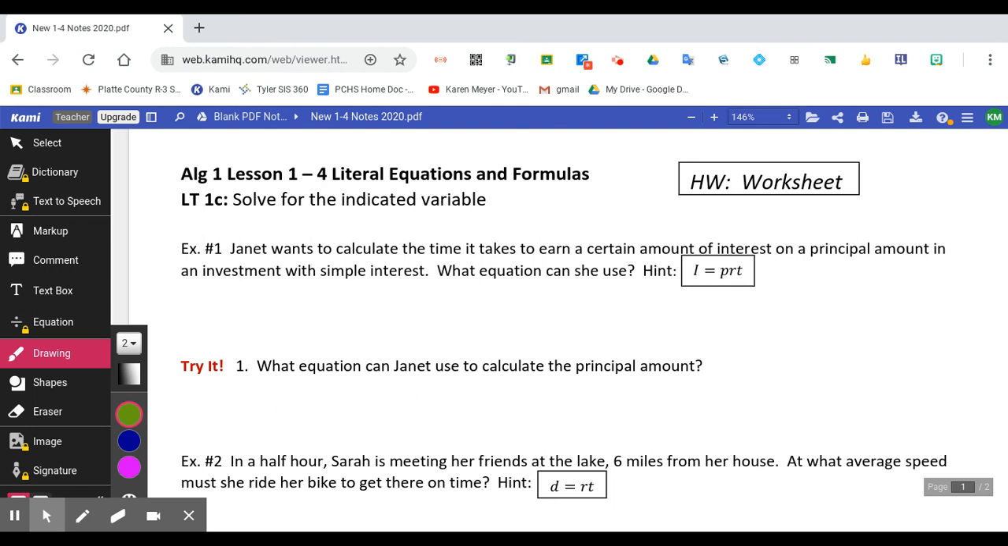Hi, for today's video, we're going to talk about literal equations and formulas, where you're going to have to take a formula and resolve it for a different variable. So that's what we call solve for indicated variable.